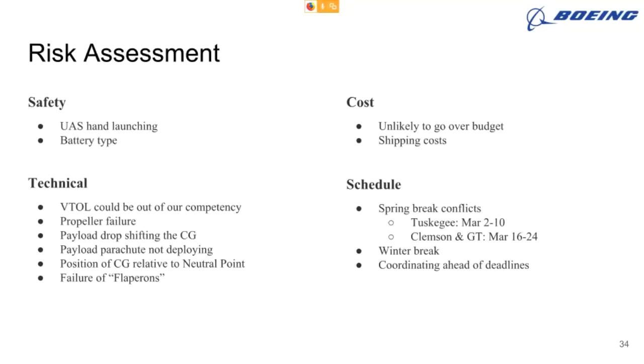And then for technical, we have a big emphasis on VTOL. So our competency for VTOL, propeller failure, and our payload drop, which would change the CG. So making sure that our payload drop doesn't affect our flight, and the parachute that would be coming with the payload, if it would deploy or not, and our position of CG relative to our neutral point, and our flaperons to help with our takeoff.